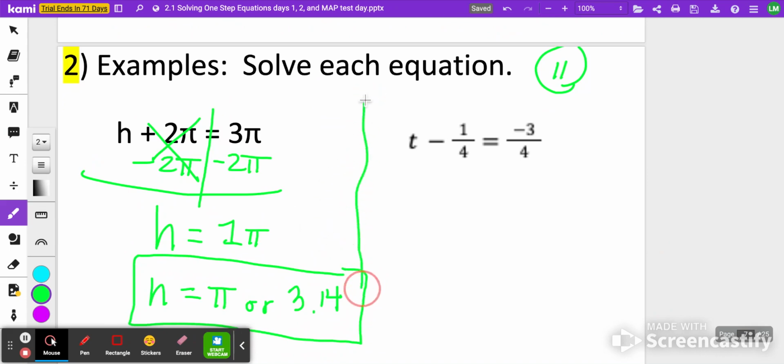The second one, I have a fraction here. T minus 1/4 is equal to negative 3/4. So we do want to be cautious here. The good thing is that we do have common denominators.